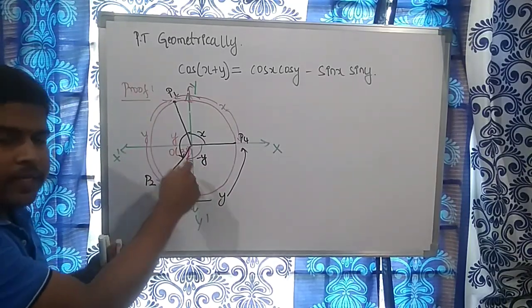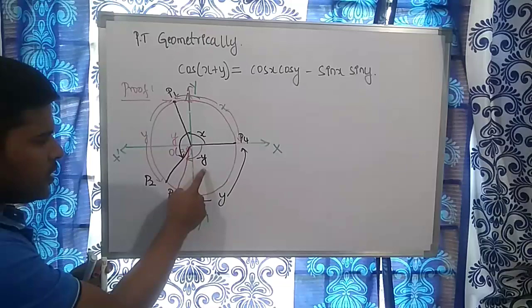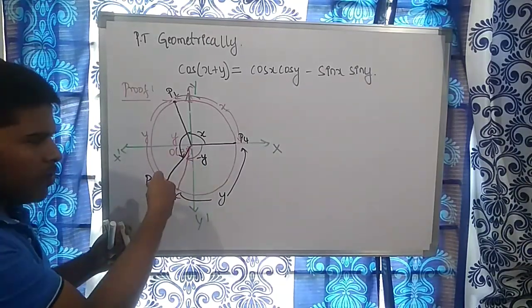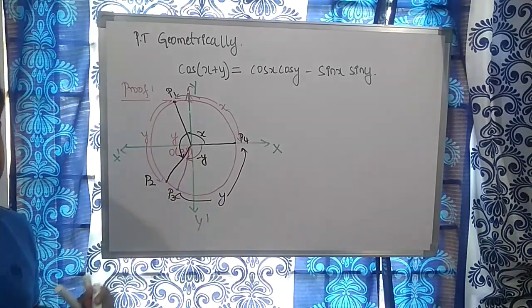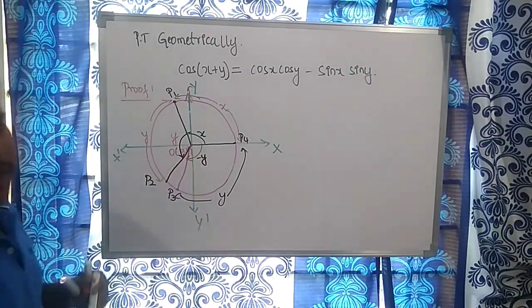Here also we take the same angle. Here y is there, so here it is minus y. Minus represents the clockwise direction, and y represents the anti-clockwise direction. Here the two angles are the same, only the direction is different.